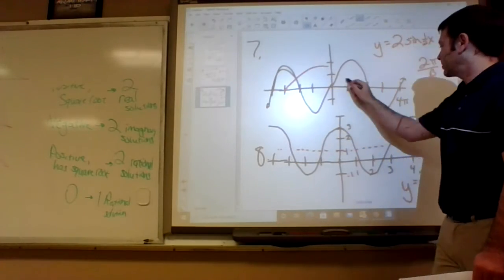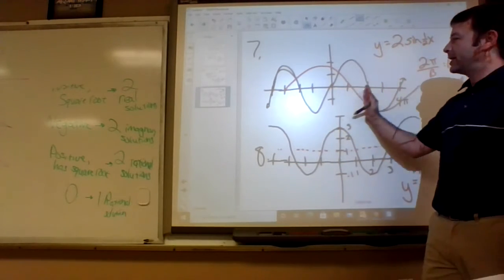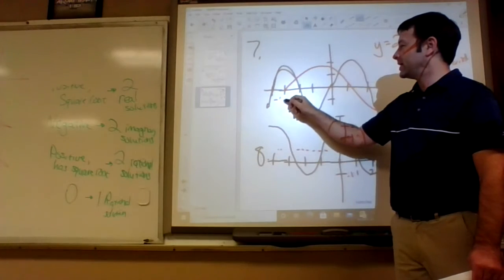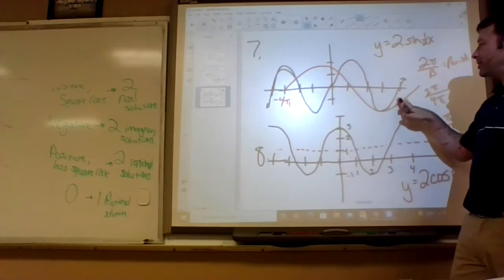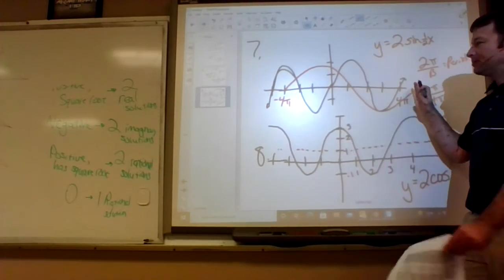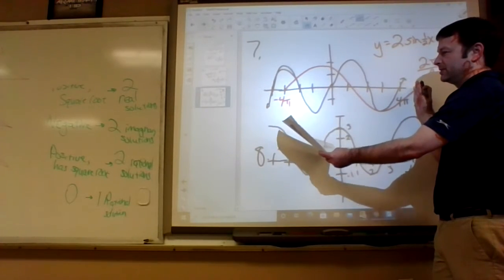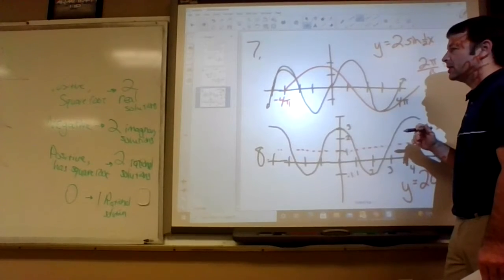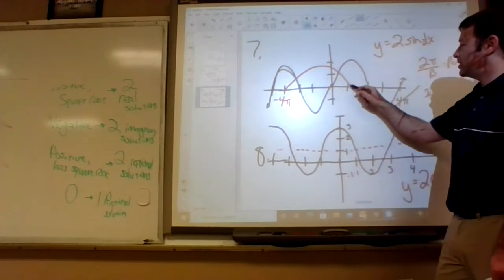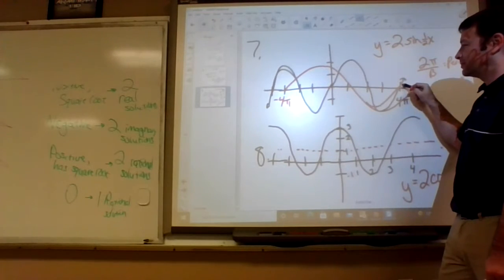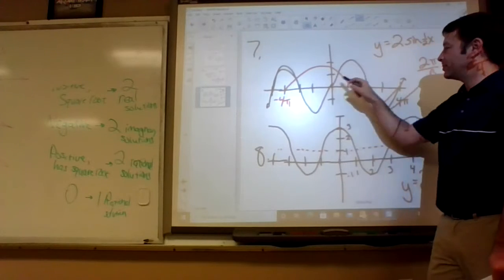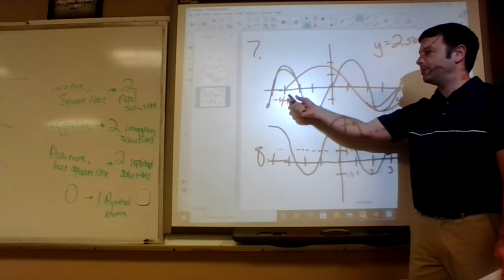If this was negative 4 pi or whatever, that would be an 8 pi period, because it goes from negative 4 to 4. Is that what you're saying? Yeah, but I'm still confused. Well, the period is how long until it repeats itself. So if it goes from here to here, how far is it from negative 4 pi to 4 pi?